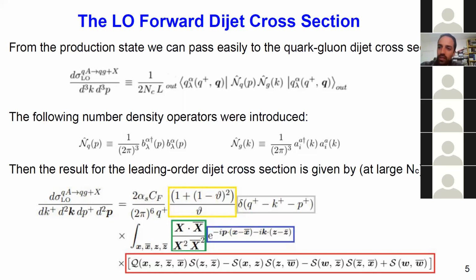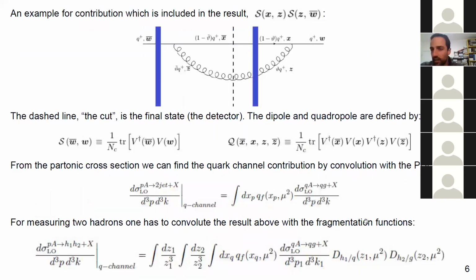Actually there is a general statement that even the higher order cross sections will involve only these two objects, only the quadrupole and the dipole. And how are these objects actually defined? They are defined in the following way. Their definition is a combination of two Wilson lines and a combination of four Wilson lines. So the four terms which are involved in the leading order result, each one of them corresponds to a diagram.